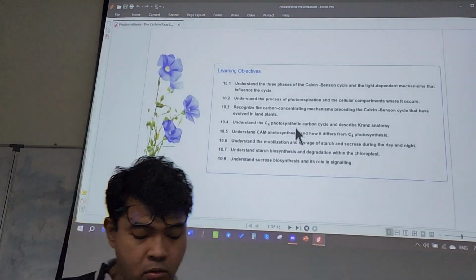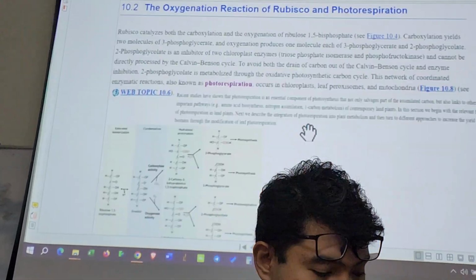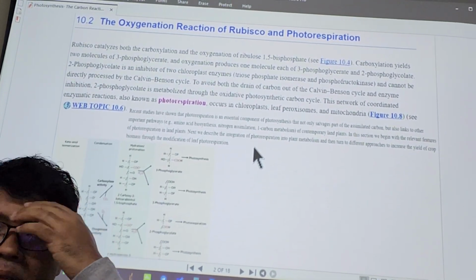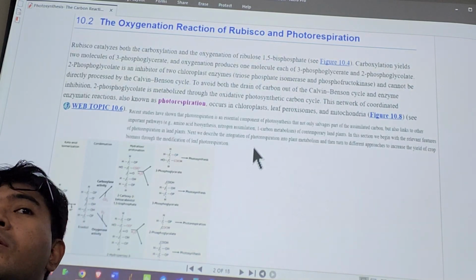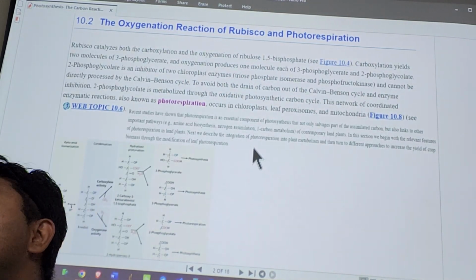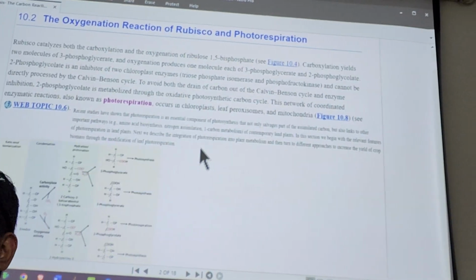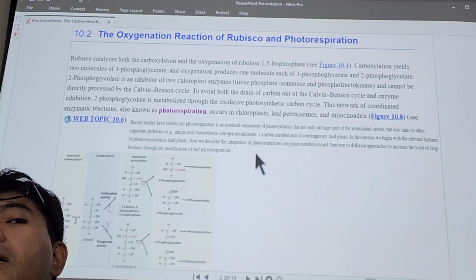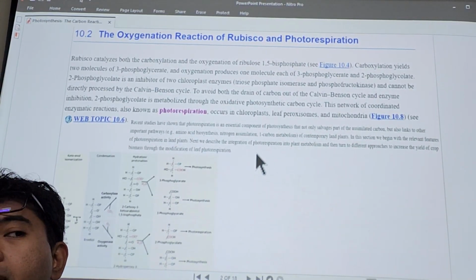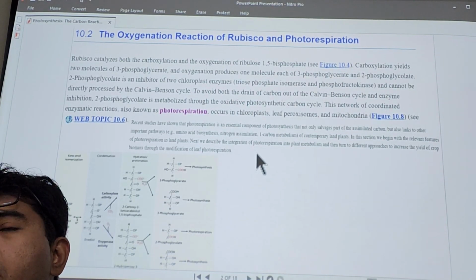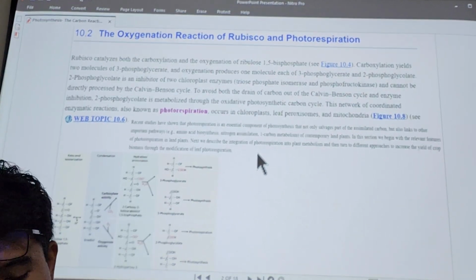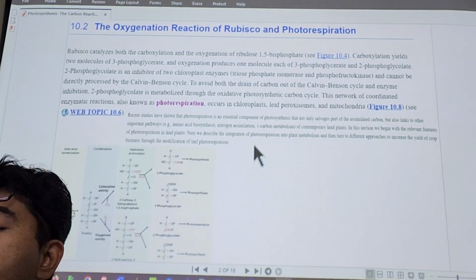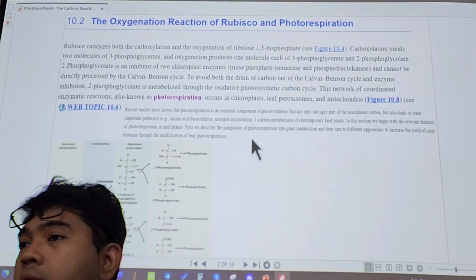Now we proceed to the second part of it, which is photorespiration. By the way, the Calvin cycle has other names: the C3 cycle, the pentose phosphate cycle, the dark cycle, so many synonyms. However, the star enzyme involved in the Calvin cycle, Rubisco, ribulose bisphosphate carboxylase oxygenase, is an ancient enzyme.